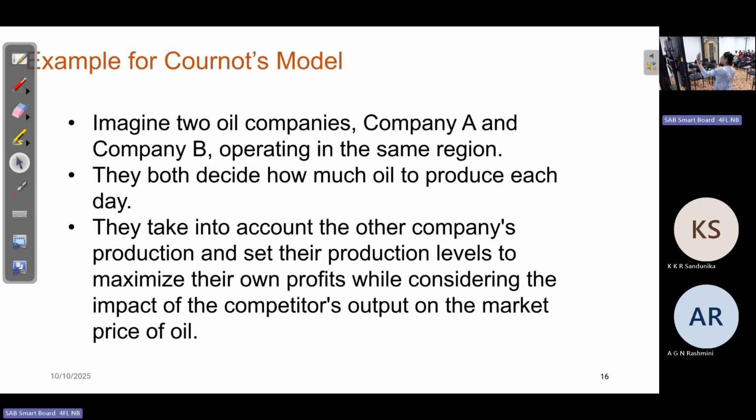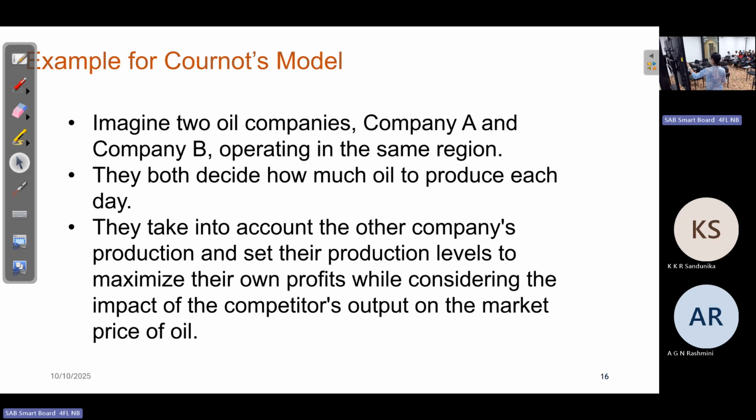Then let's say there are two oil companies, company A and company B, operating in the same region. They both decide how much oil to produce each day. So every day they have to decide the production quantity.